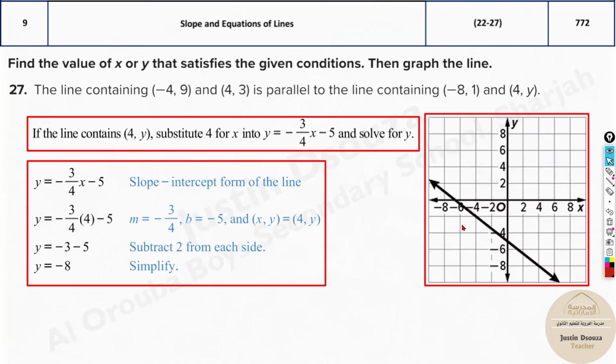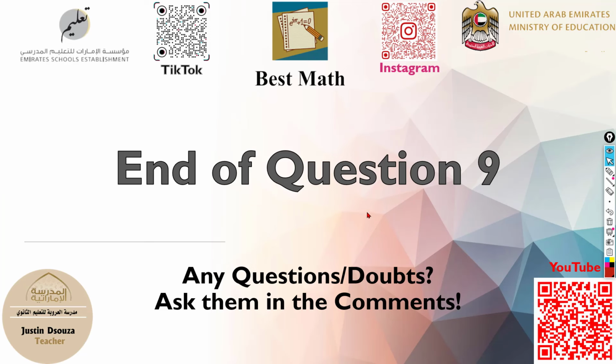And this is the graph. Graphs can be checked easily by putting this equation in the calculator and solving it. And that's the end of this question 9. Just remember the formulas of slope-intercept form and the slope formula and you can easily solve this type of problems.